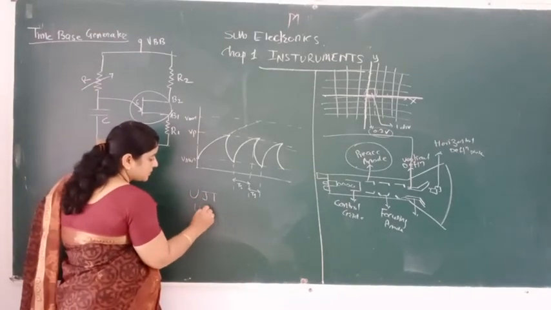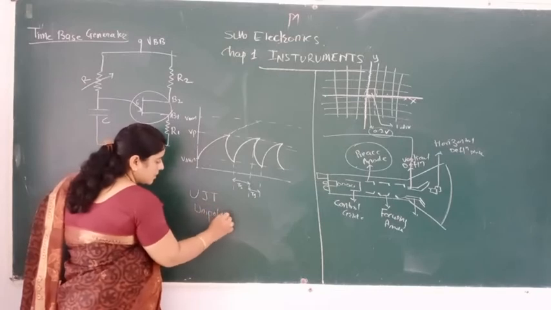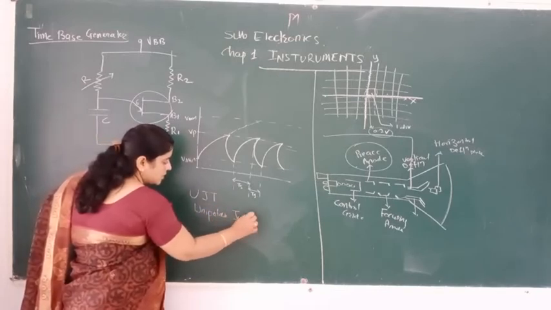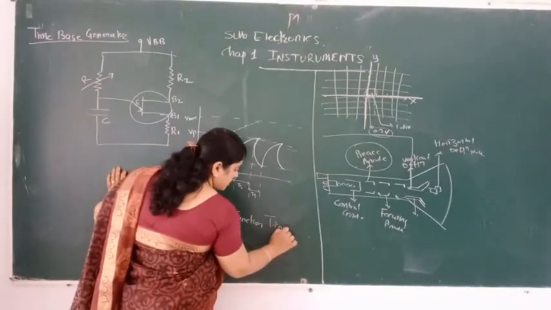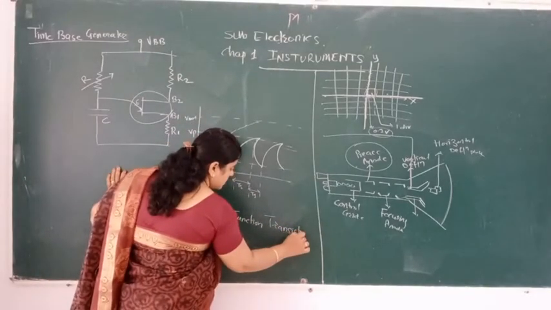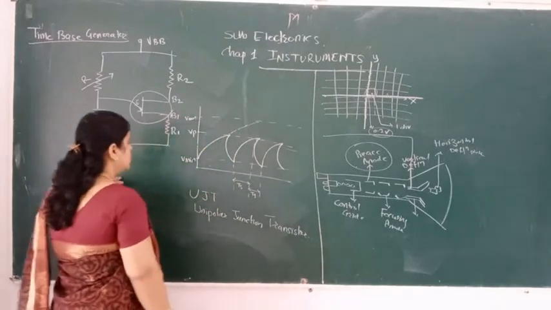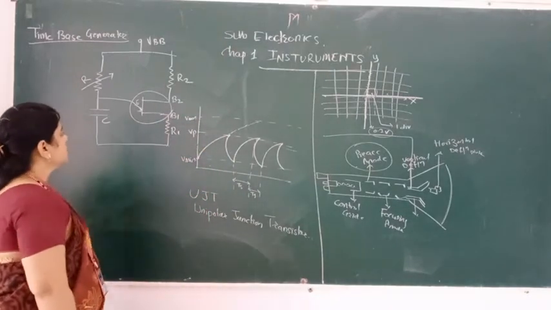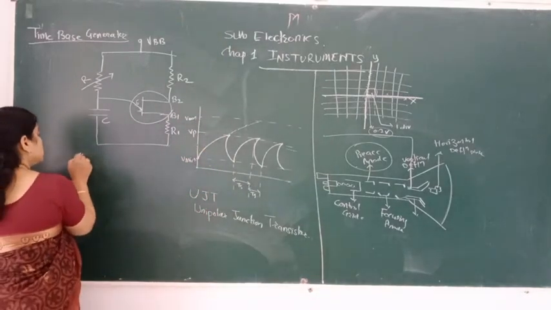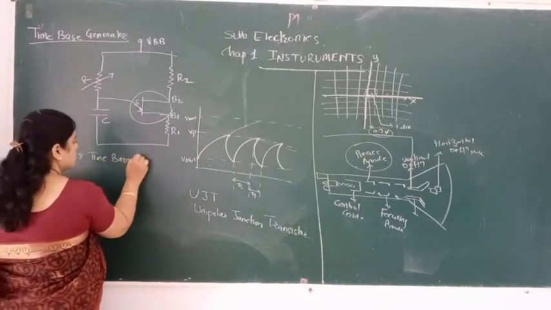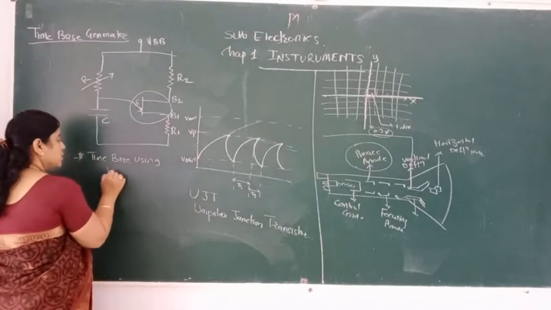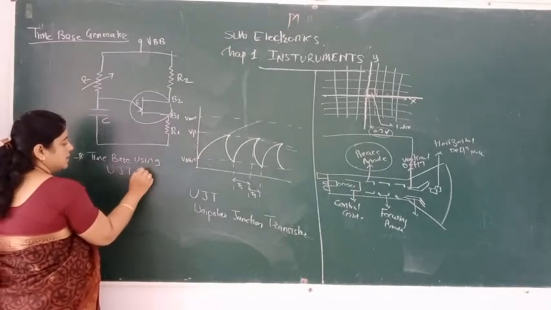Unipolar junction transistor. This is the unipolar junction transistor, UJT. This is the circuit for the time-base generator using UJT.